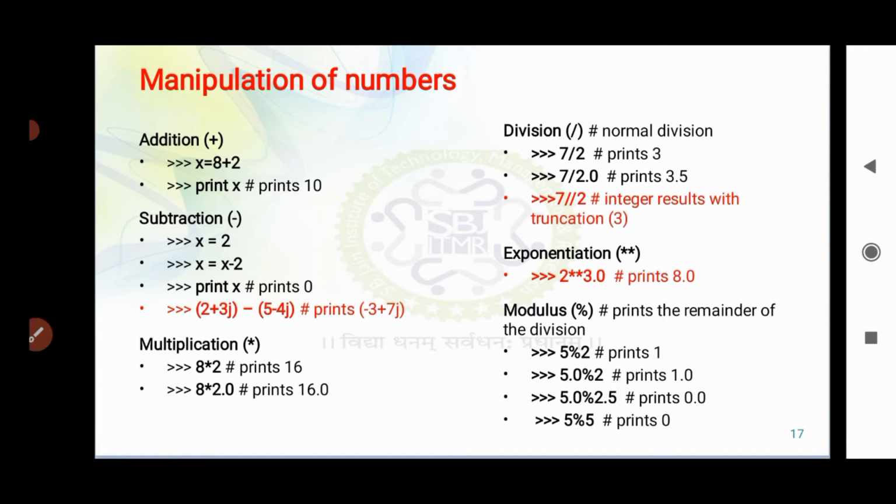Now here you can see manipulation of numbers. This slide represents the various manipulations or operations that will be done in programs, the different operations performed on the variables or operands used in our programming. So what are all those different operations? The first one we can see here is addition, then subtraction, then multiplication, then division, exponentiation, and then modulus.